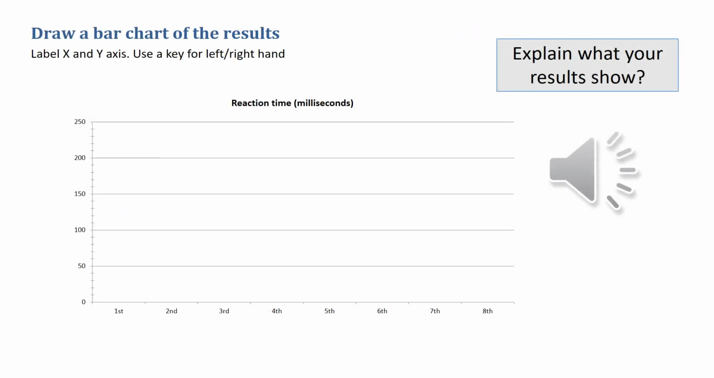We are now going to take your results from your tables and put them into a bar chart. First of all, we need to label our X and Y axis. At the bottom, we have our number of attempts. And on the left hand side, our Y axis, we have our reaction time in milliseconds. So first of all, on your worksheet, I want you to label your two axes.